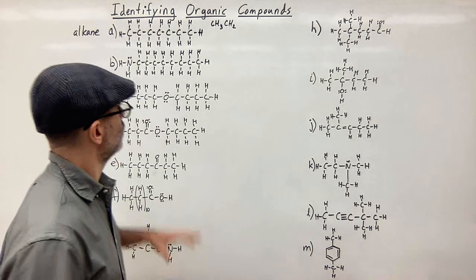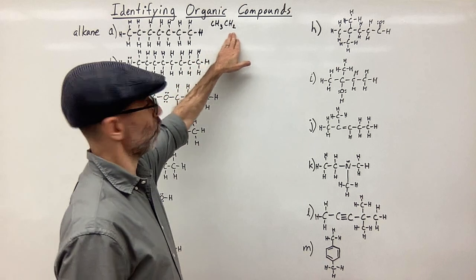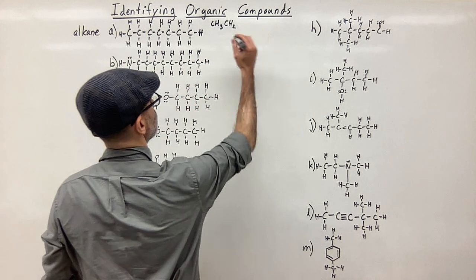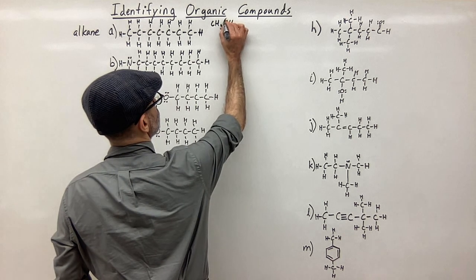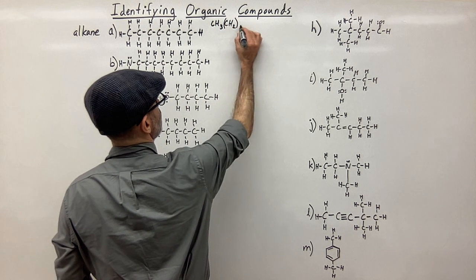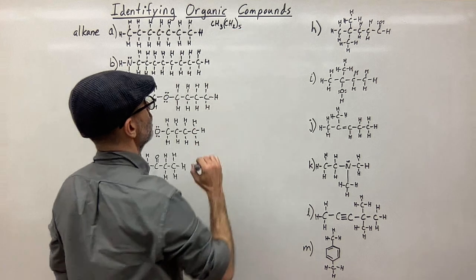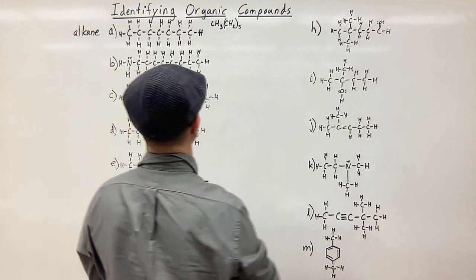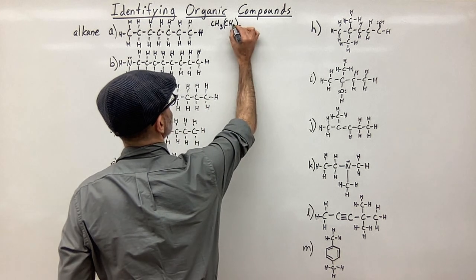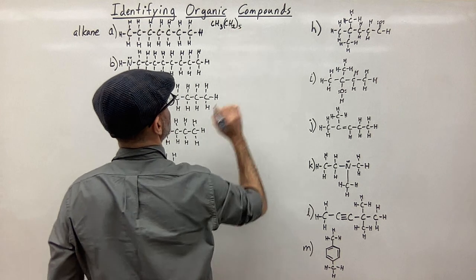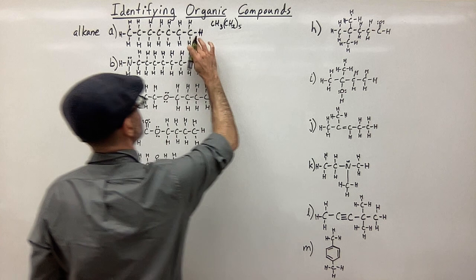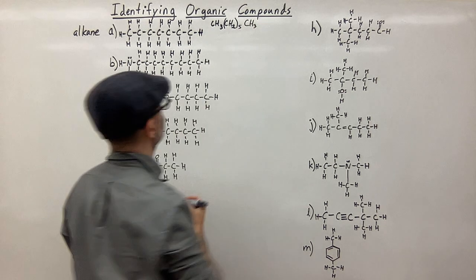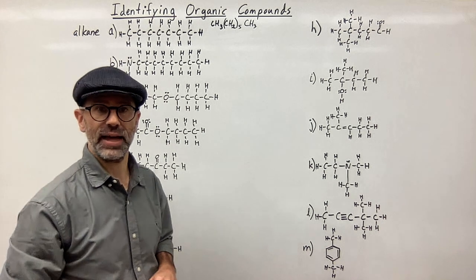Sorry about that. I can either write out all 5 CH2 groups, or to make it more condensed, I can put parentheses around the CH2 group and put a 5 there. That indicates I have 5 CH2 groups in a row. And then it ends with another CH3 group at the end like that.